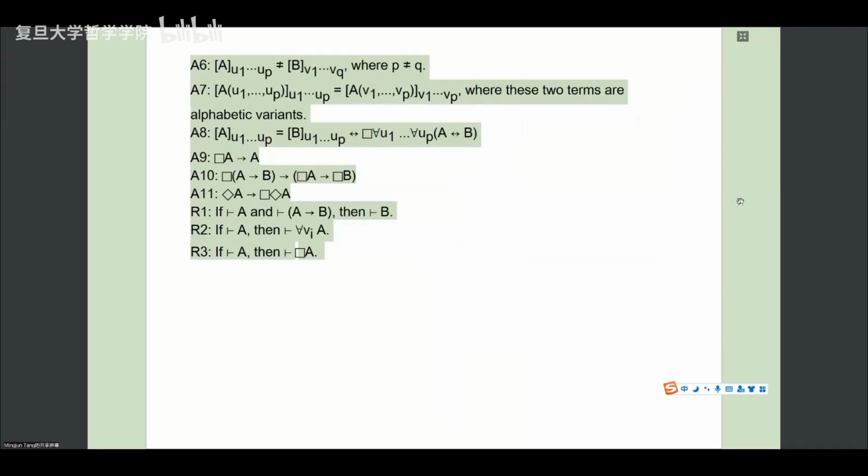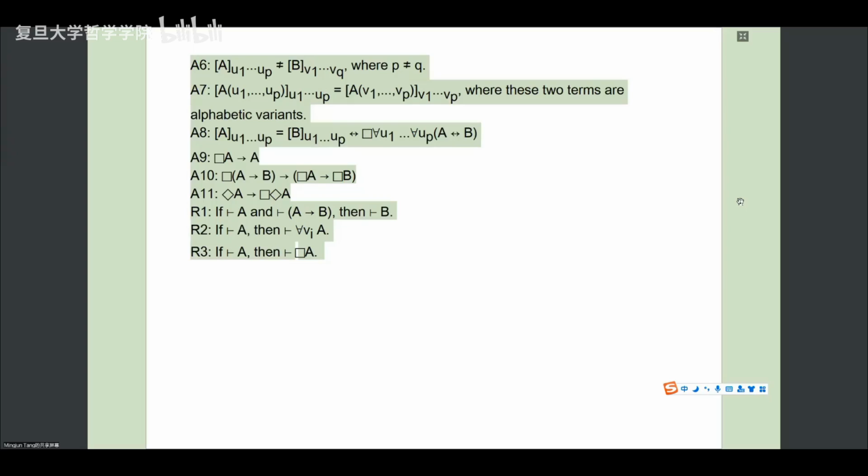Now we get special axioms for the property terms. A U1 up to UP is unequal to B V1 up to VQ, where P is unequal to Q. This also makes sense: if we have two property terms with different numbers of subscripted variables, then the terms cannot be identical. The arity of the relations is different, one could say. A P-ary relation cannot be identical to a Q-ary relation if P is unequal to Q.